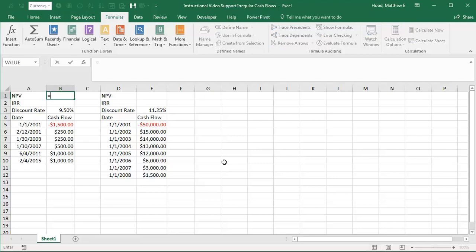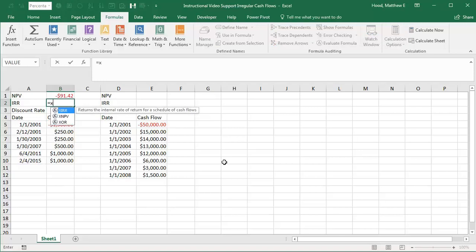But XNPV works like this. You type in XNPV, open the parentheses, you need the discount rate, then you need the values, those are the cash flows, and they have to be entered in as a block. You see that B5 to B10, they can't be entered individually. And the dates have to be entered the same way. They don't have to be next to each other, but they do have to be entered the same way and have the same number of rows. Close the parenthesis, again net present value of about $91 negative.